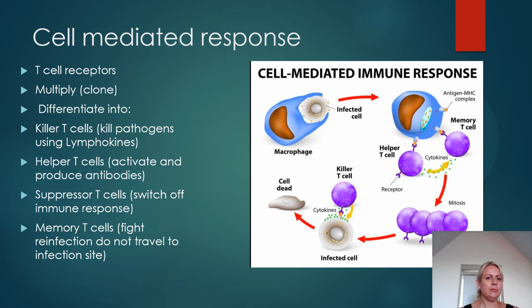Cell-mediated response. T cells have receptors on the surface. T cells with a complementary shaped receptor are stimulated when meeting the antigen. Once they have met the antigen, they grow and multiply. This is what is known as a clone of cells. The clone cells then differentiate into the 4 different types of T cells, the ones I explained earlier: the killer T cells, helper T cells, suppressor T cells and memory T cells. All cells except the memory cells travel to the site of infection.